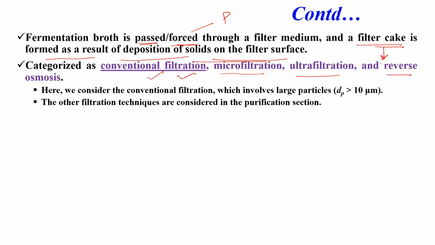So, here we consider conventional filtration, which involves large particles, with particle size greater than 10 micrometers. Microfiltration can separate particles up to the micrometer range, ultrafiltration even smaller, and reverse osmosis can go up to the angstrom level. Other filtration techniques are considered in the purification section.